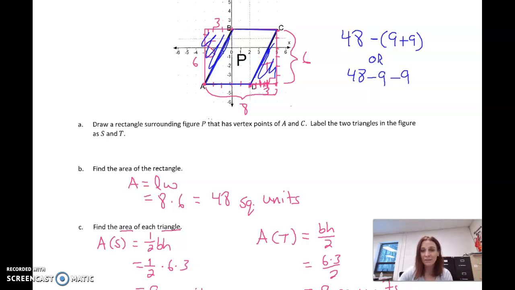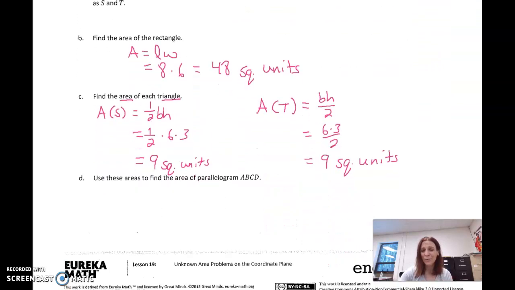Any way you do that, you're going to get 30. 48 minus 9 is 30. Or 9 plus 9 is 18. 48 minus 18 is 30. So we get 30 square units, okay? So the area of parallelogram P is 30 square units, okay? Now it's a lot of work, right? We can do it. It's a lot of work to get to that.